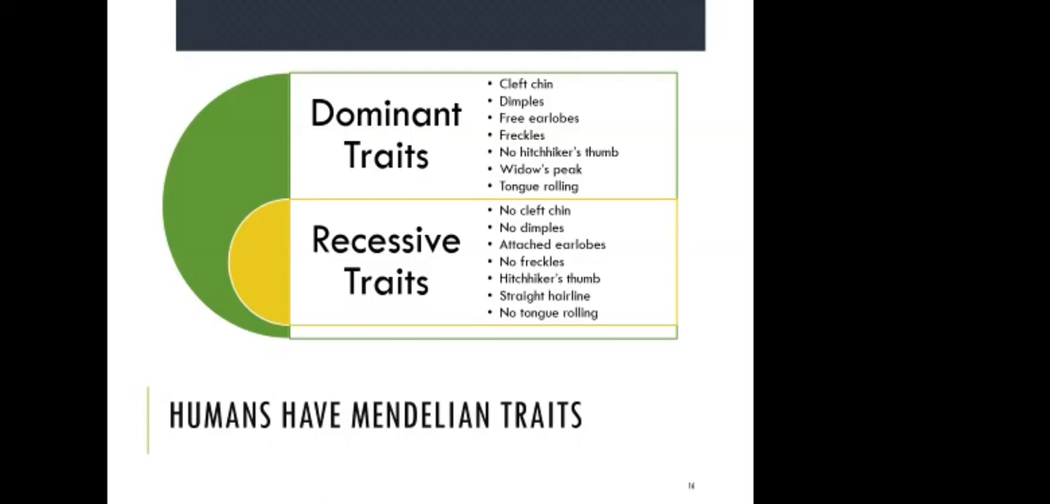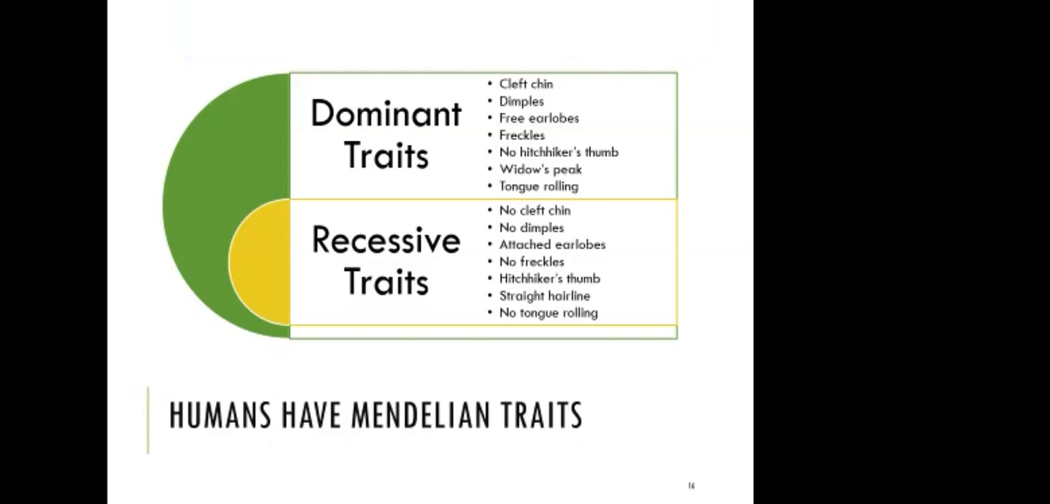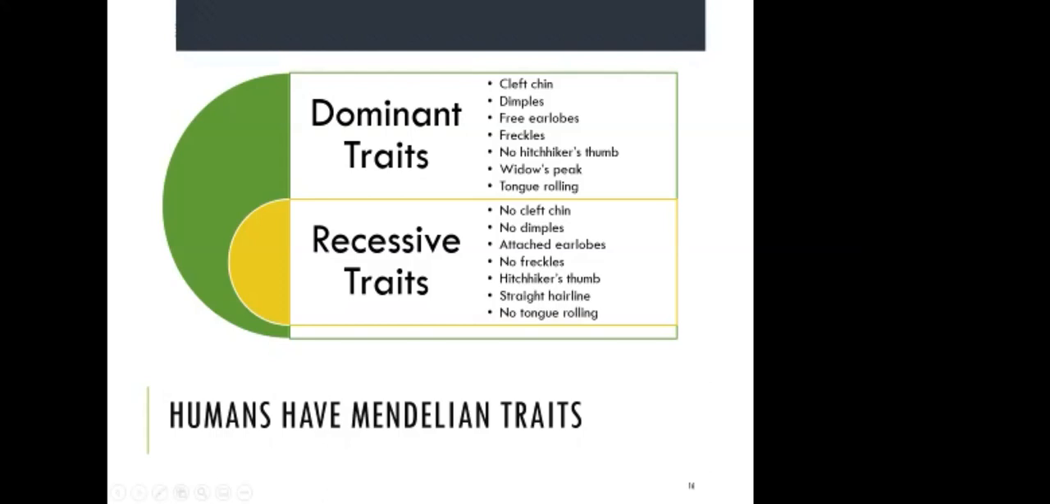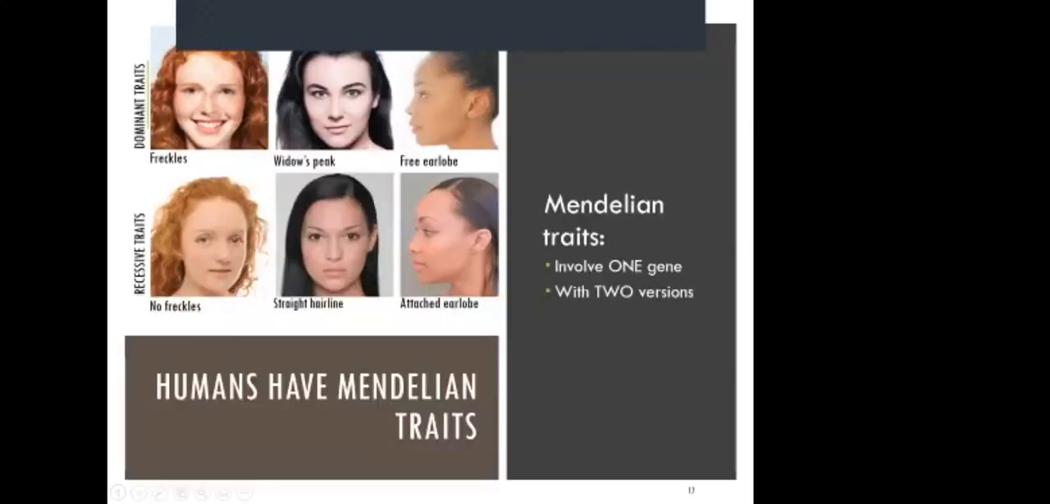And the opposite are the recessive traits. So cleft chin is dominant, no cleft chin is recessive. Dimples are dominant, no dimples are recessive, and so on. So humans do have Mendelian traits. We have quite a few, actually. So once again, Mendelian traits have one gene. They code for one protein, and they have two versions.